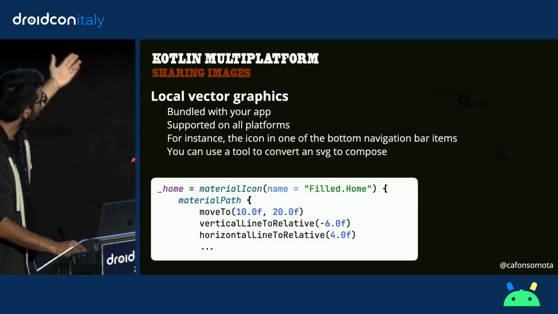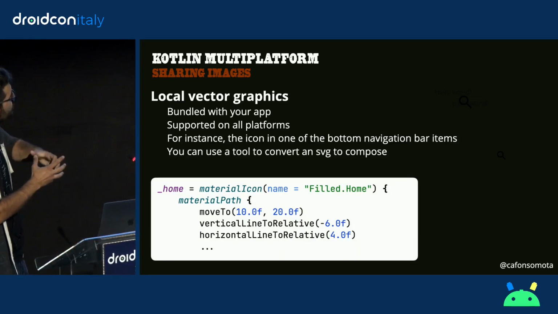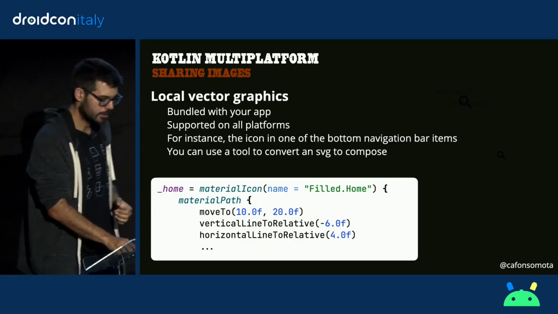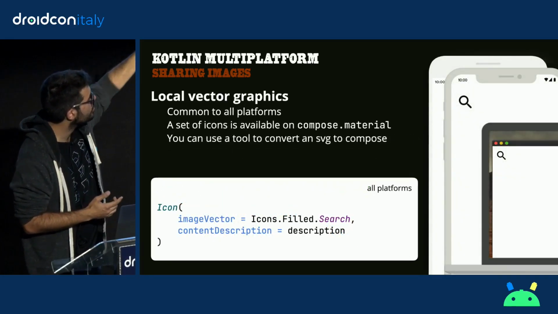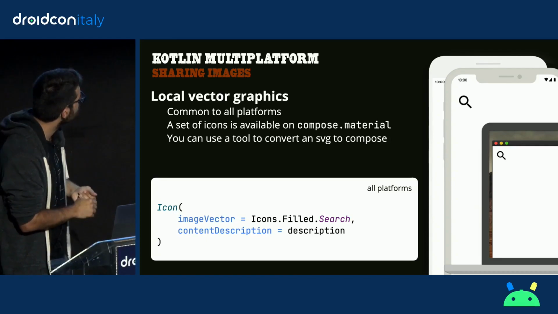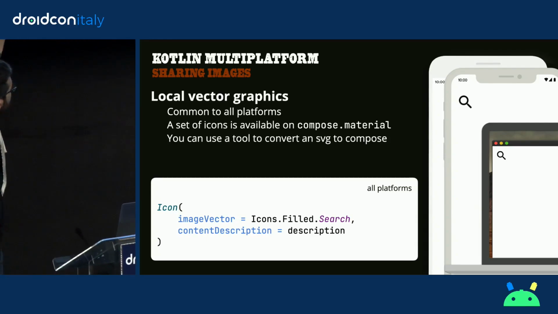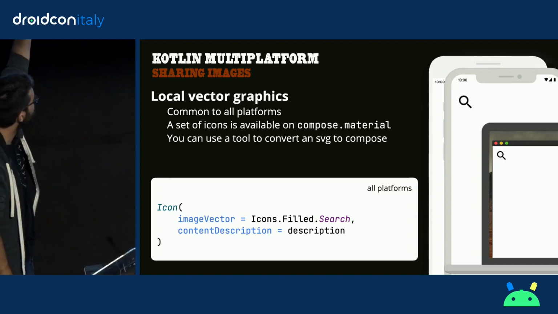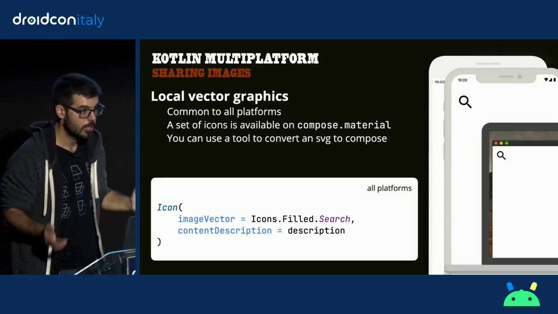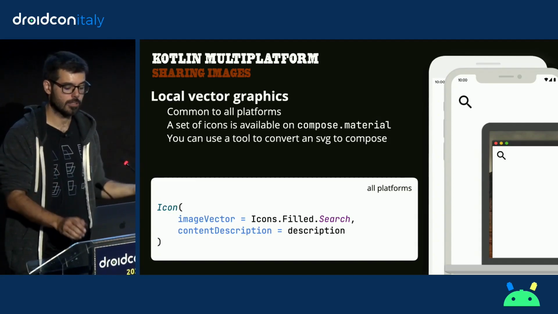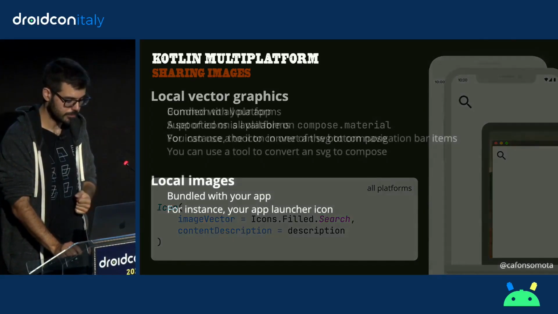So the code is basically this. It's going to convert to composable code. And if you want to import it and show it, for instance, this search or for this class, you just need to call the icon, and instead of sending image, you're going to say image vector, and it will automatically work on all platforms. So this is the easy part, okay? Vectors are already available for free.